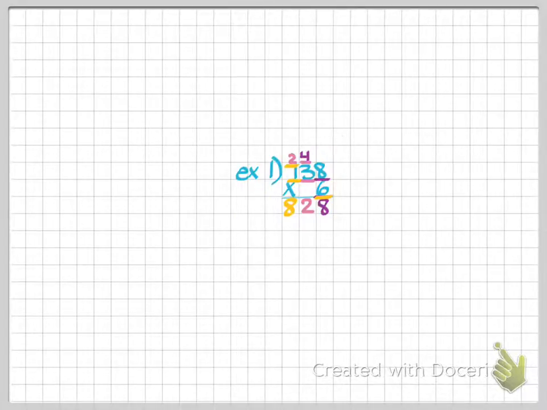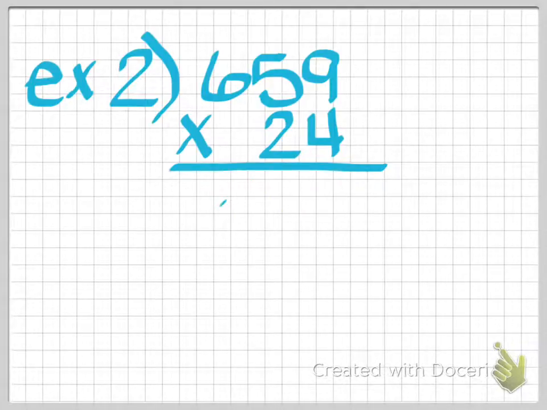All right, we're going to do another example together, and this example is 659 times 24. And while you're working that out, I'd like you to pause the video to work it on your own. I want to see what you remember, and then we're going to come back and we'll go over the answer. So please pause the video now.